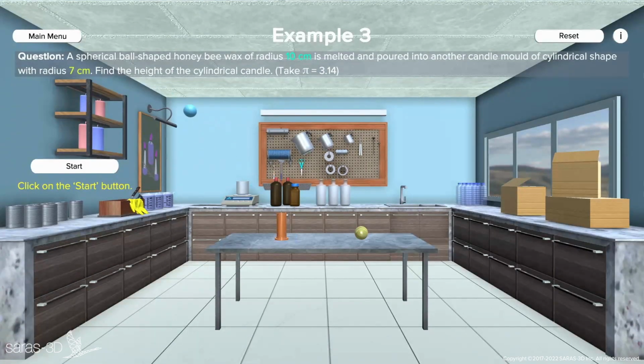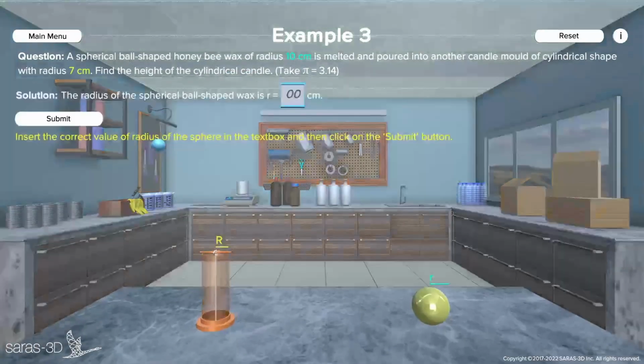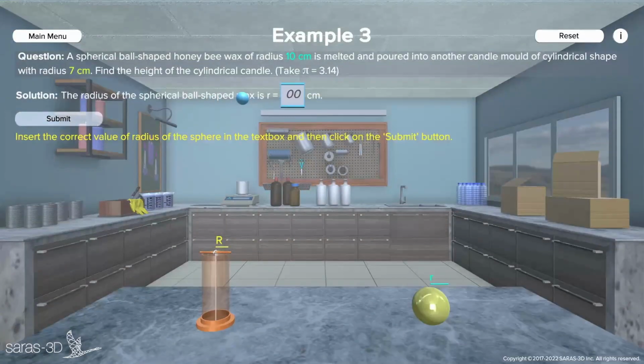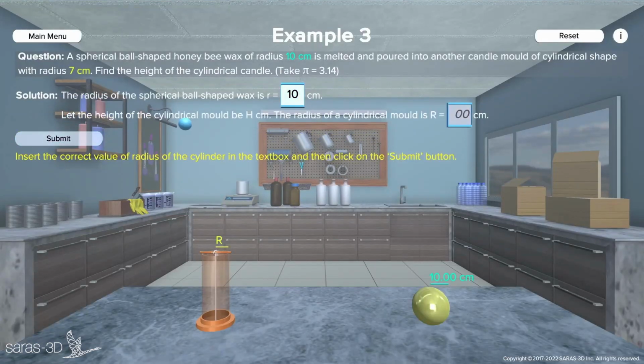That is why here in the question it is given to us: find the height of the cylindrical candle, not cylindrical mold. So understand the difference. Okay. So again, same way, first of all, let us write the dimensions of both the solids. The radius of the spherical ball shaped wax is given to us as 10 centimeters. Now let the height of the cylindrical mold be H centimeters. That is the value we have to calculate.